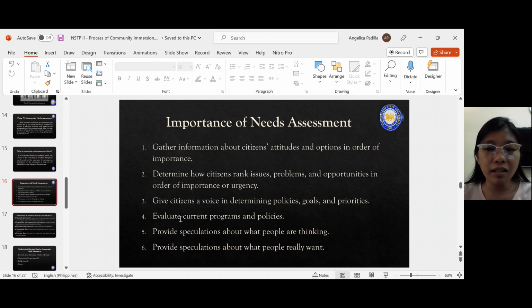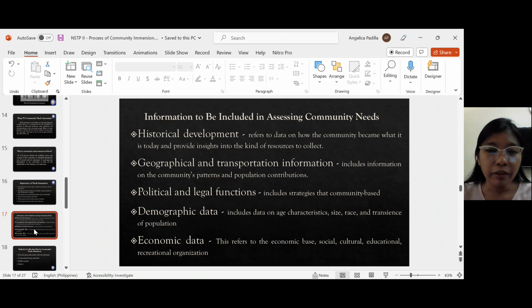Give citizens a voice in determining policies, goals, and priorities, evaluate current programs and policies, provide speculations about what people are thinking, and provide speculations about what people really want. Okay, information to be included in assessing community needs. Historical development refers to data on how the community became what it is today and provide insights into the kind of resources to collect.